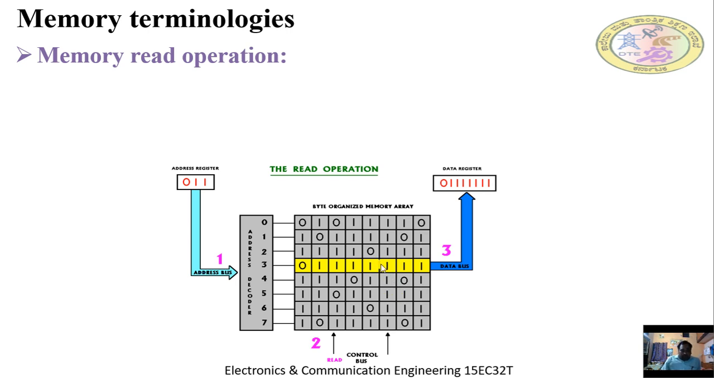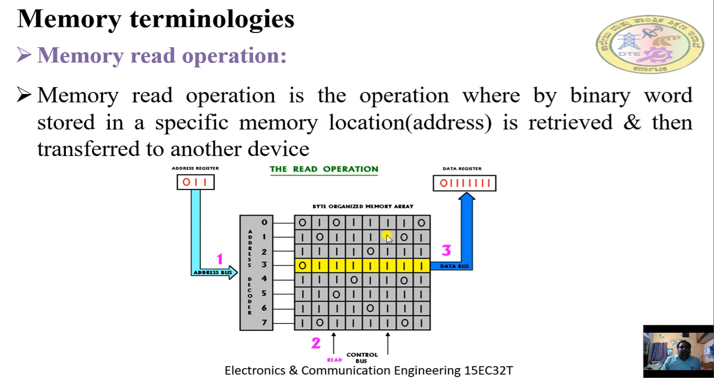Next one is the memory read operation. Memory read operation is the operation whereby the binary word stored in a memory location is retrieved and then transferred to another device. Once the memory content is read, the data can be stored in an IO device, in another memory device, or in some storage area. The read operation is done in the following process.